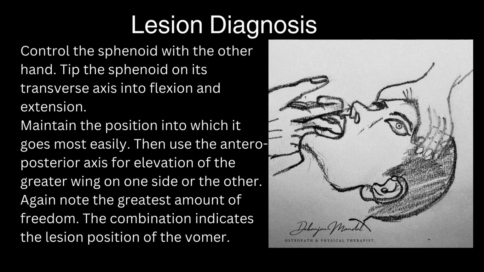Tip the sphenoid on its transverse axis into flexion and extension. Maintain the position into which it goes most easily. Then use the antero-posterior axis for elevation of the greater wing on one side or the other. Again, note the greatest amount of freedom. The combination indicates the lesion position of the vomer.